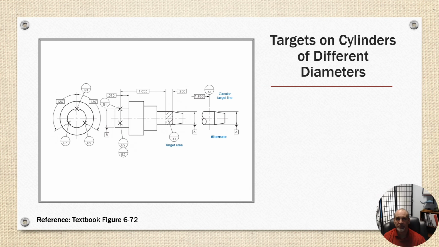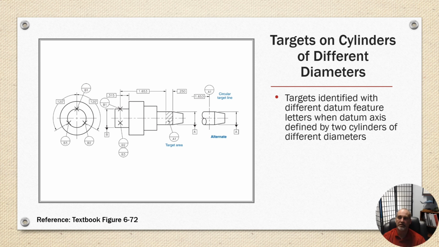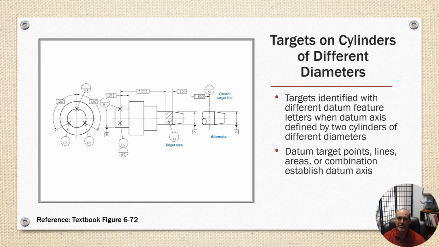Targets on cylinders with different diameters. Targets are identified with different datum feature letters when the datum axis is defined by 2 cylinders of different diameters. The datum target points, lines, areas, or combination is established by the datum axis. And the same techniques are applied to external and internal features.